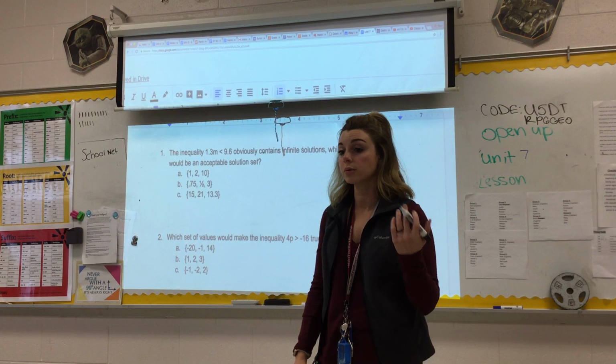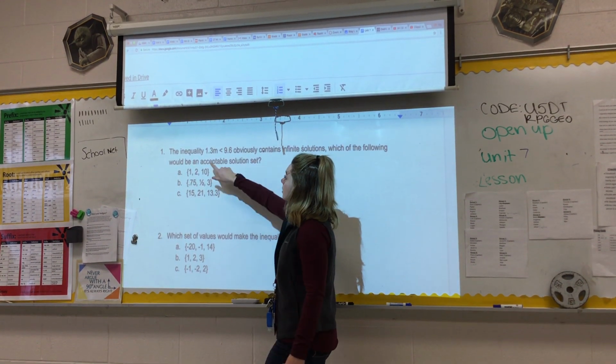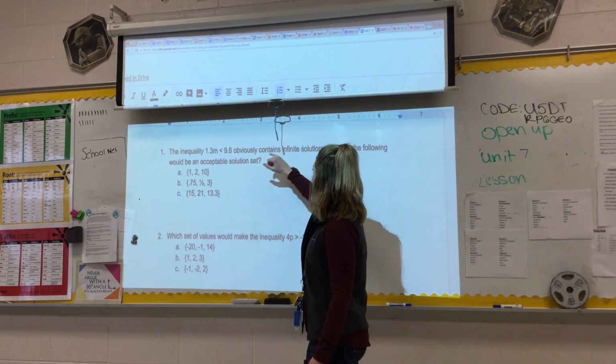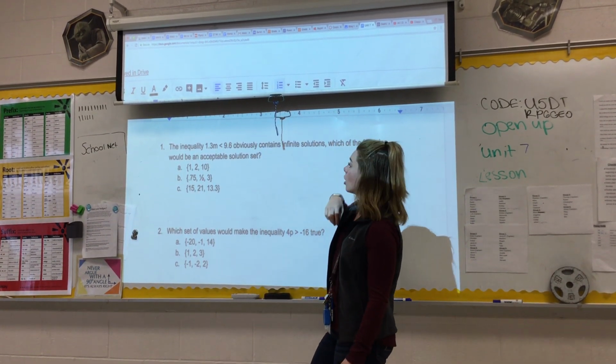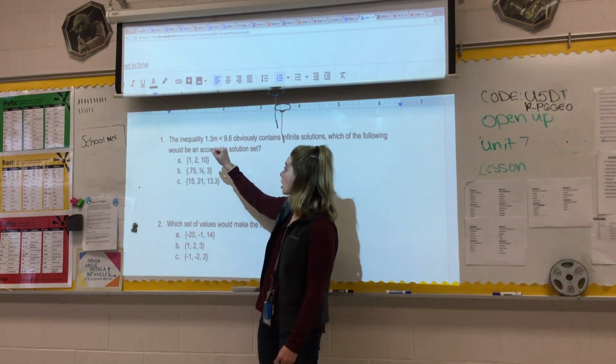So we are going to start with number one. Number one says the inequality 1 3/10 m is less than 9.6 obviously contains infinite solutions. Which of the following would be an acceptable solution set? So let's go ahead and talk about this piece by piece.